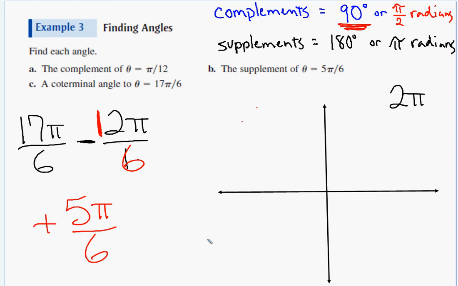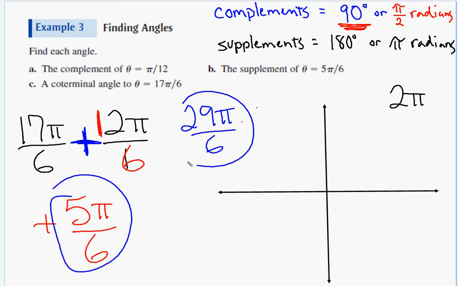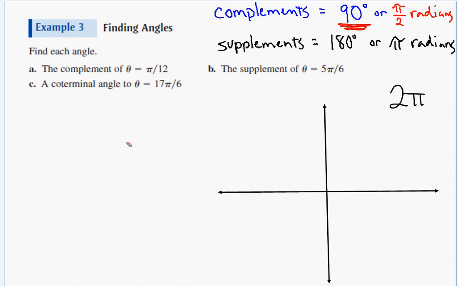We could subtract another 2 pi to get a negative, or I could go back to my original. If we want another coterminal, I could just make that a plus. If we add another circle, that would become 17 pi plus 12 pi. That's 29 pi over 6. So these are all coterminal angles to the original 17 pi over 6. And that's it for example 3. What do we got next?